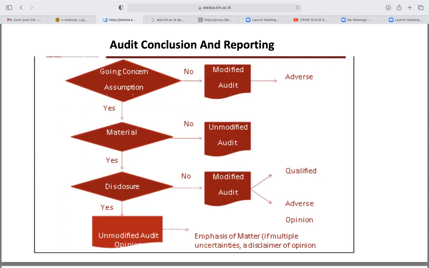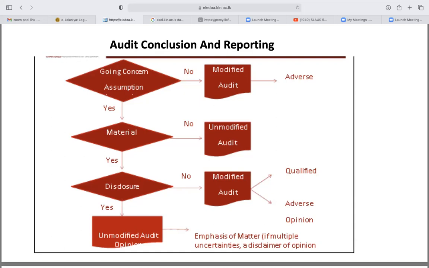And if you don't have the going concern assumption, that means we need to modify the audit opinion. That means we need to express an adverse audit opinion. If there is no assessment of going concern, we need to give an adverse audit opinion, because we have no way to check the going concern ability. They don't have the going concern assumption, right? So we need to express an adverse opinion as auditor.